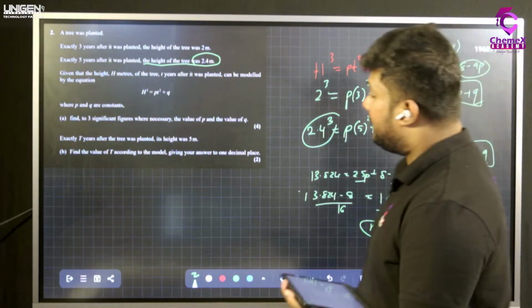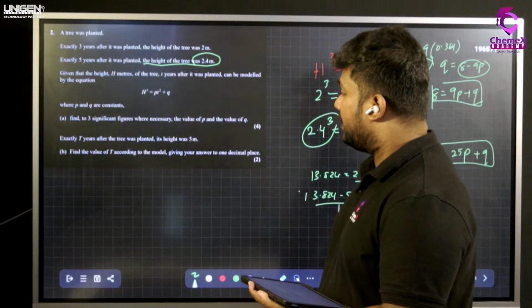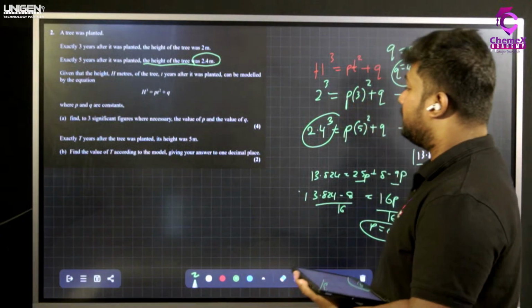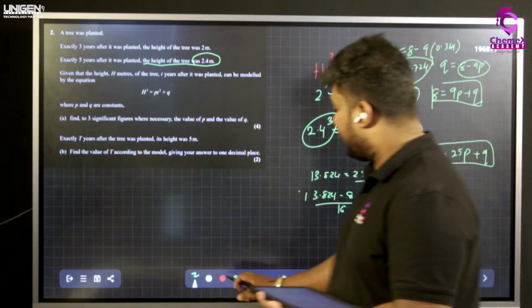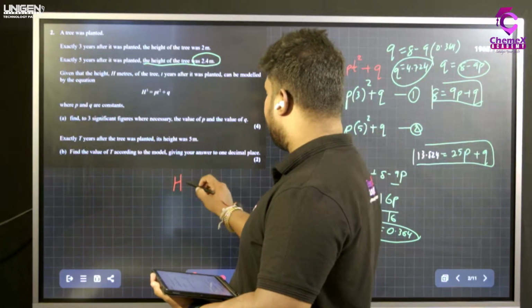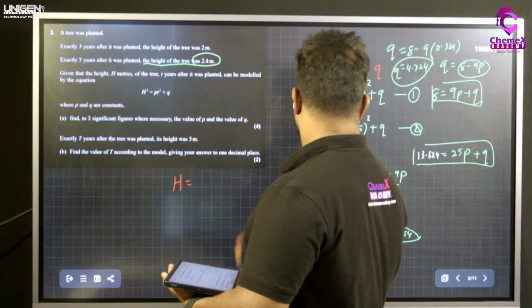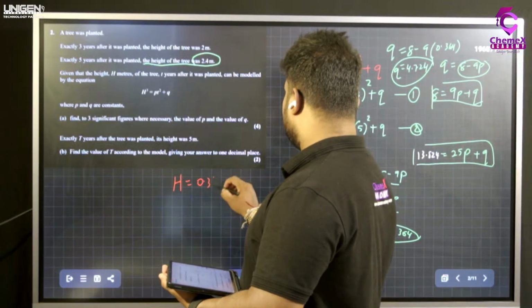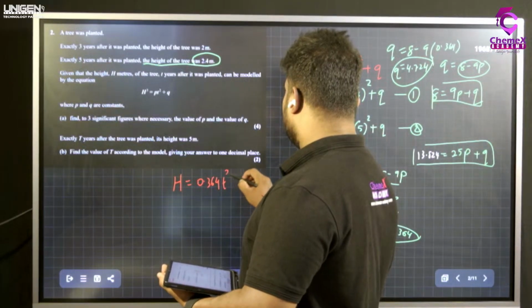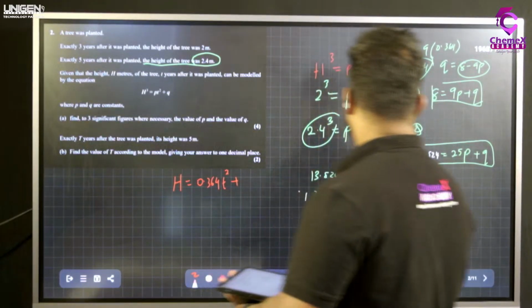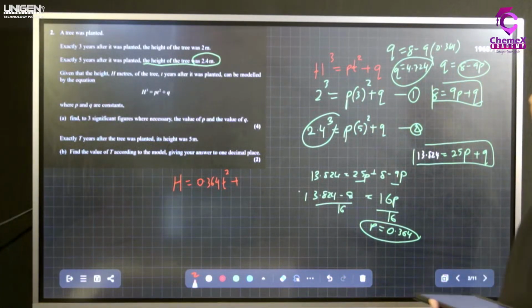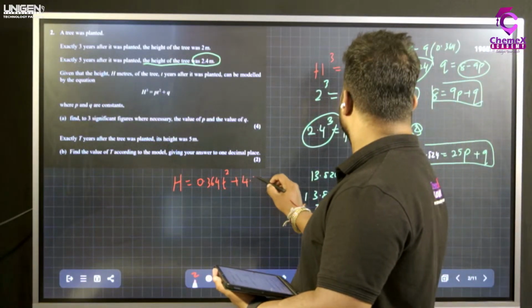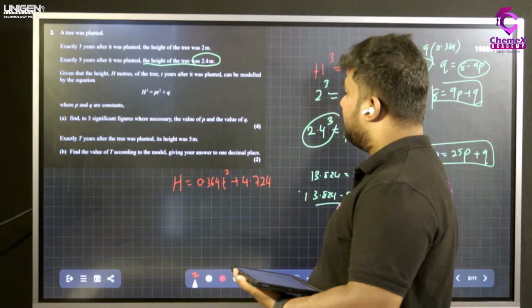So how do you do the B part? Find the value of T according to the model. Since you know P and Q, you can straight away write H is equal to what? P is how much? 0.364 T to the power 2 plus Q is how much? 4.724. So then what do you do?